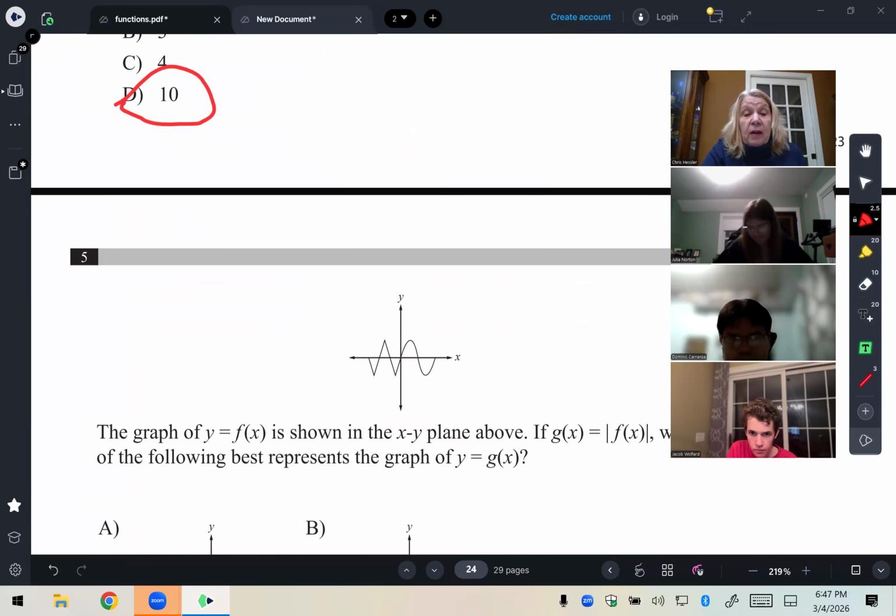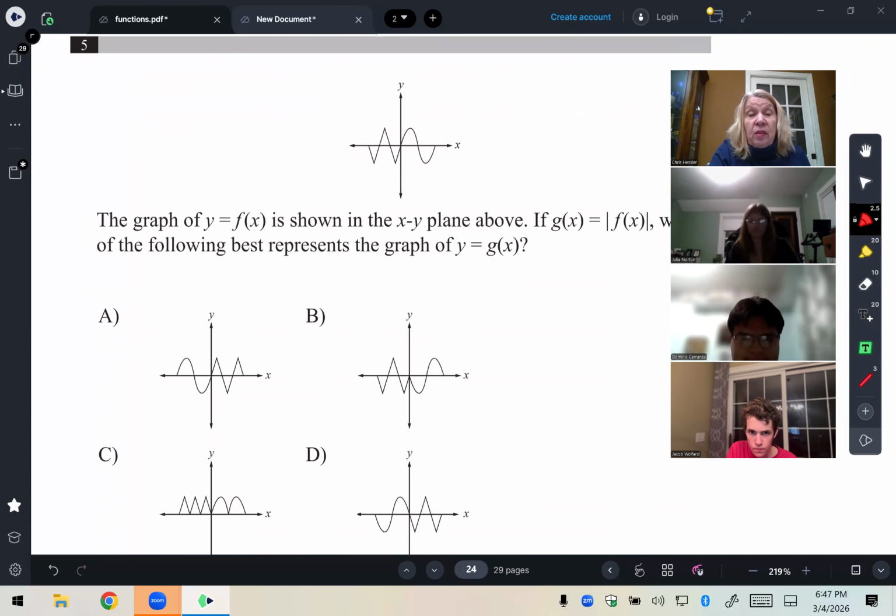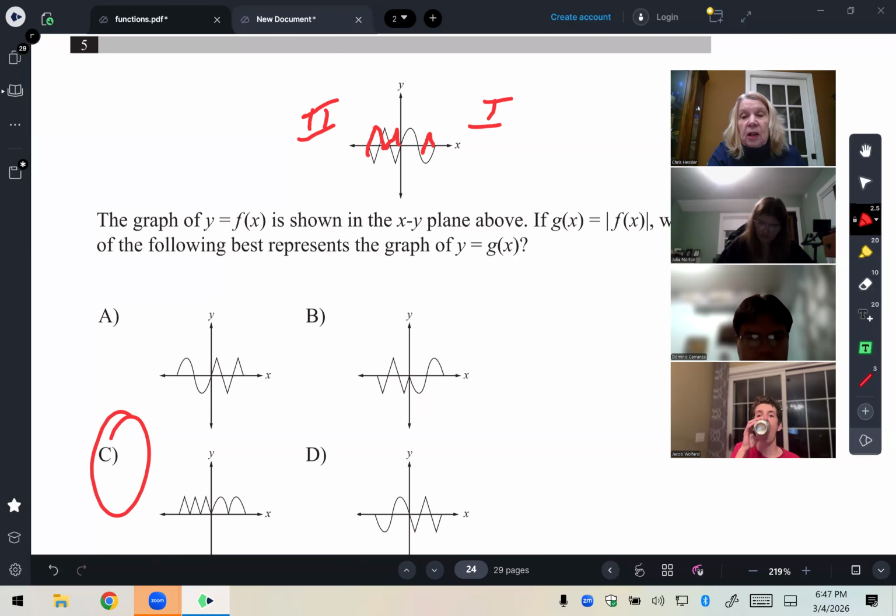The graph of y equals, we did one of these at the orientation. If we're making it absolute value, we know everything has to go up to quadrants 1 and 2. And so we will have, so hard, three pointy mountains and two round mountains, which is C. That makes sense? You can feel very accomplished after you finish this packet.